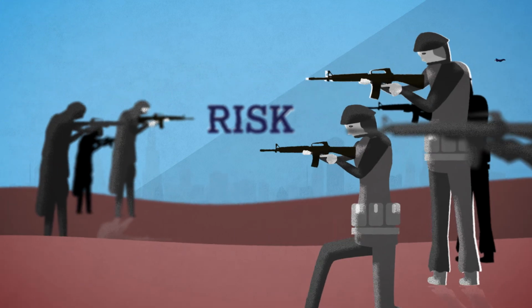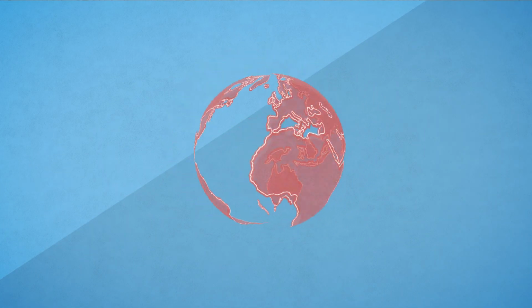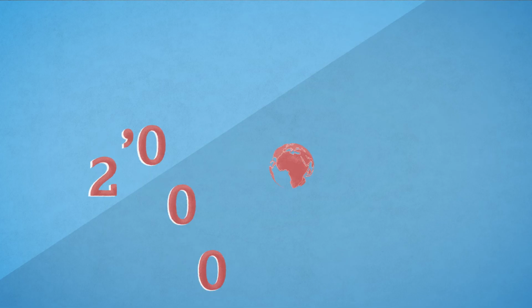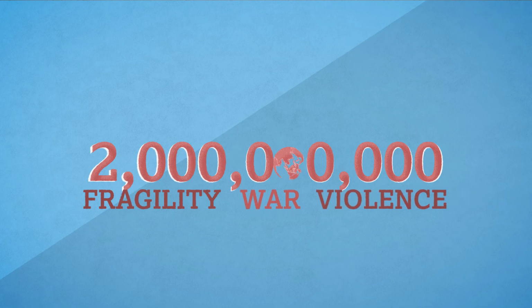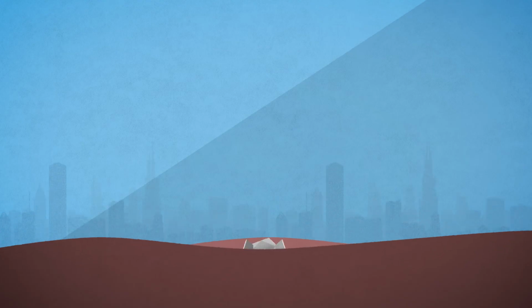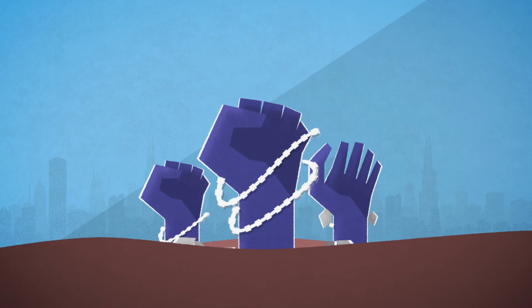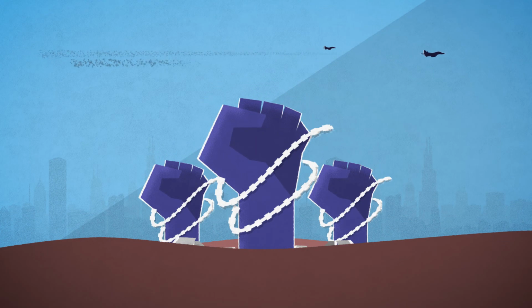Conflict creates risk and vulnerability at local, national, and global scales. 2 billion people live in countries where development outcomes are affected by fragility, war, and violence. But what do we mean by conflict? Conflict is the state of discord caused by tension or opposition to needs, values, and interests.